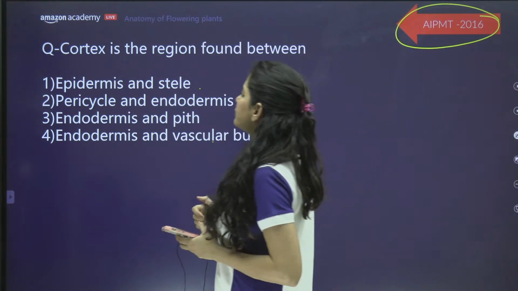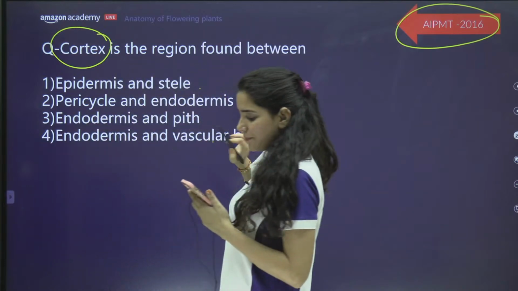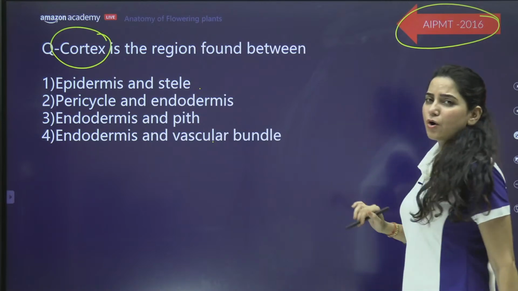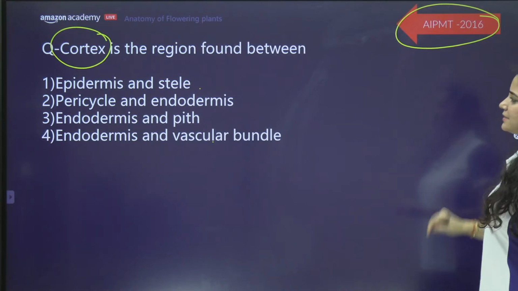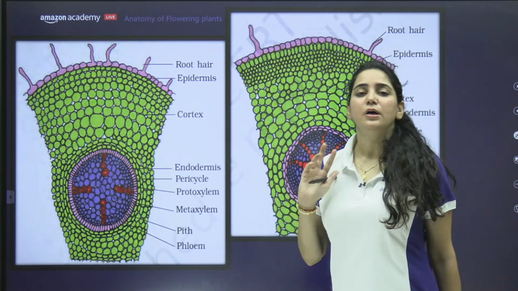So cortex is a region found between epidermis and stele. ये वाला क्वेश्चन था. पहले stele पता है आप लोगों को या नहीं? Are you guys aware of stele or not? चलो देख लेते हैं. आइए बच्चों. Let's see this picture here. This is a picture of root.